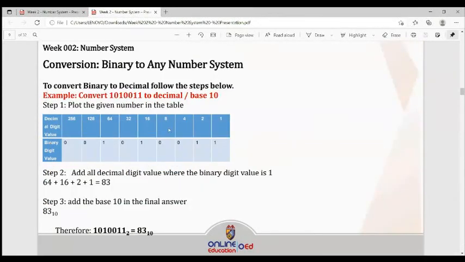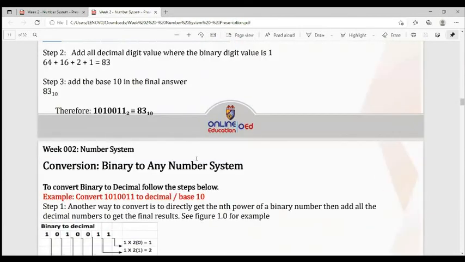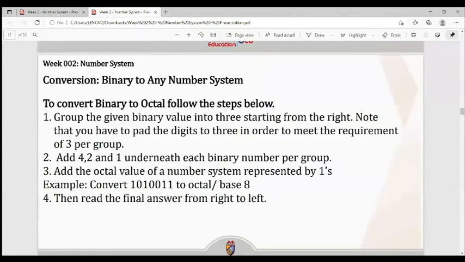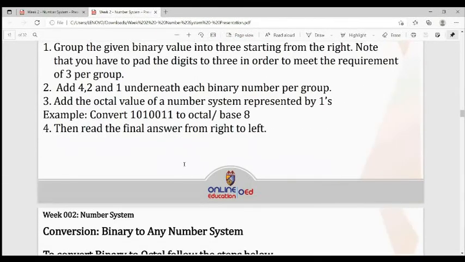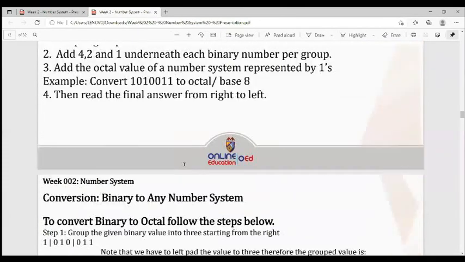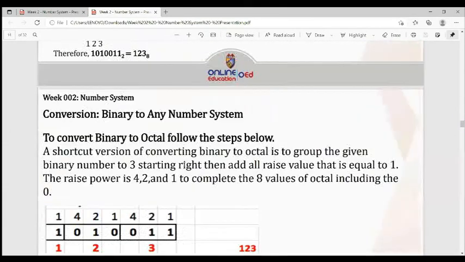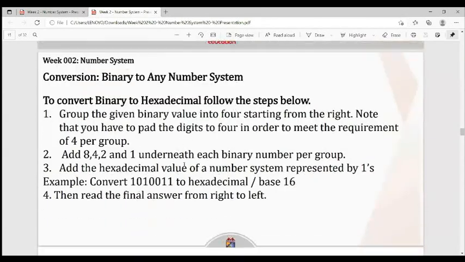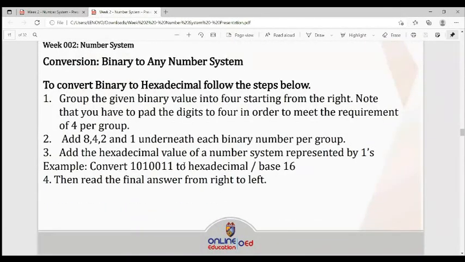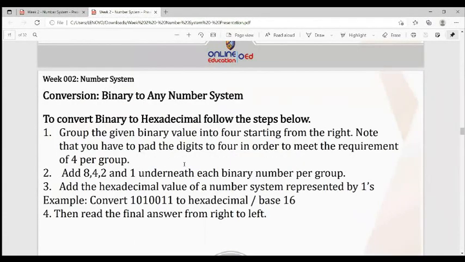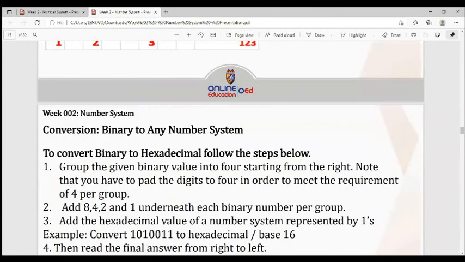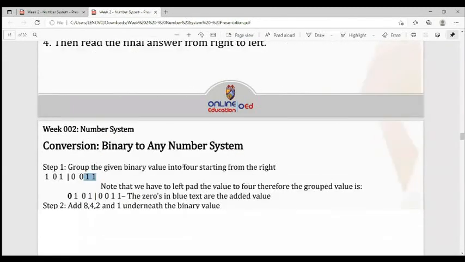Kunin mo lang daw, at kunin mo lahat ng may ones. And then you have to add. So, pag i-convert mo naman yung binary into octal, you have to group into 3-bit and then get the weight of each with ones. Then, add. And the base should be 8 since that is octal. Then, for hexadecimal, you have to group into 4. Then, get its weight. You add the value with ones and then use base of 16. So that is converting binary to hexadecimal.